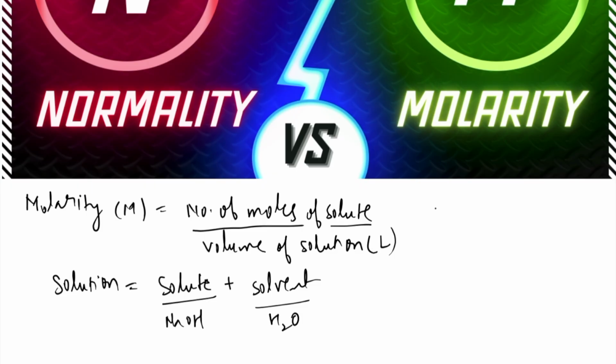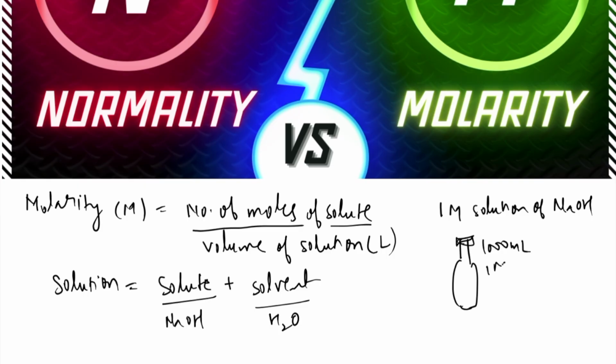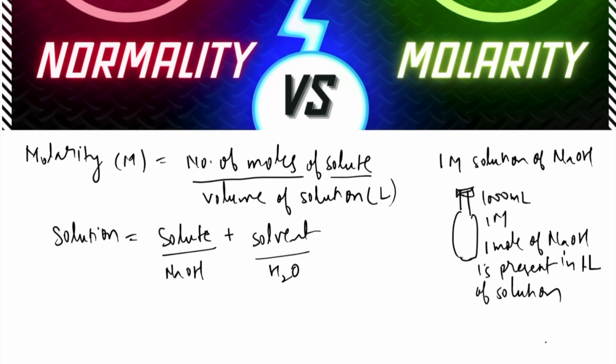Alright, so when I say I have 1 molar solution of NaOH, what does it mean? Let's say I have a standard flask, a 1000 ml standard flask, and its molarity is 1 mole. What does it mean? It means 1 mole of NaOH is present in 1 liter of the solution.